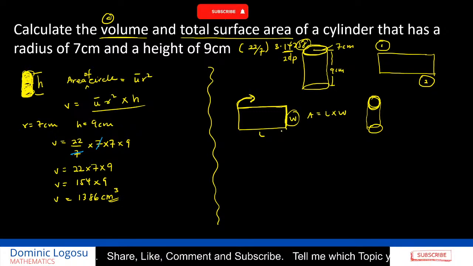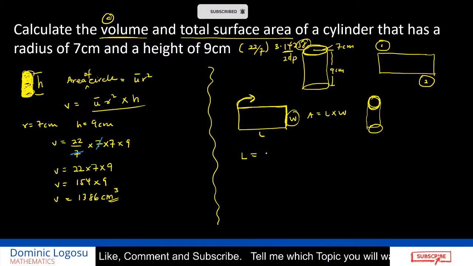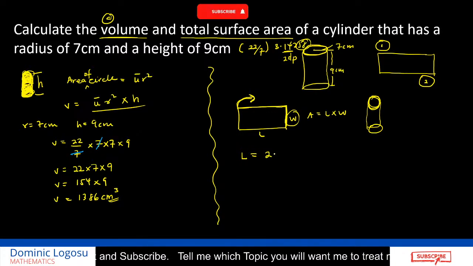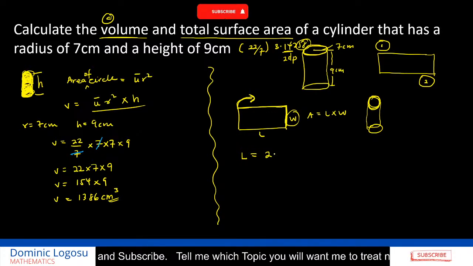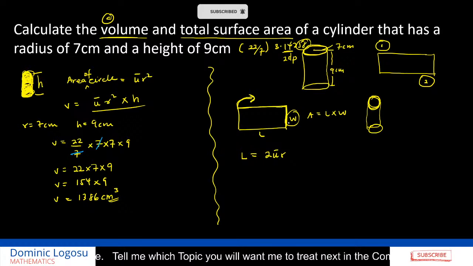So let's quickly do that. L is going to be, we know the formula for finding the circumference of a circle is 2 pi r. And then we know the height will be the same as what? The width. So let me just write width over here is equal to height.